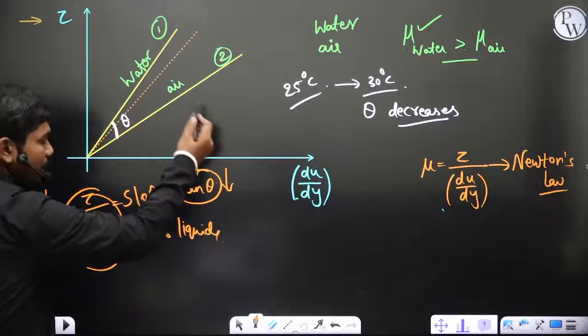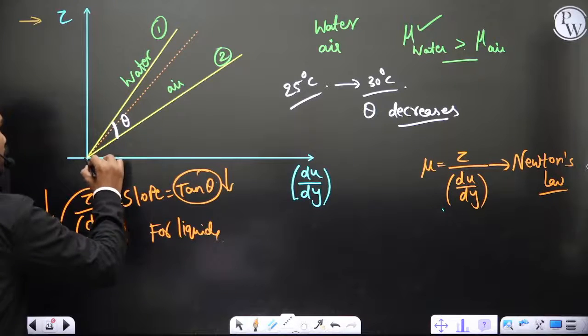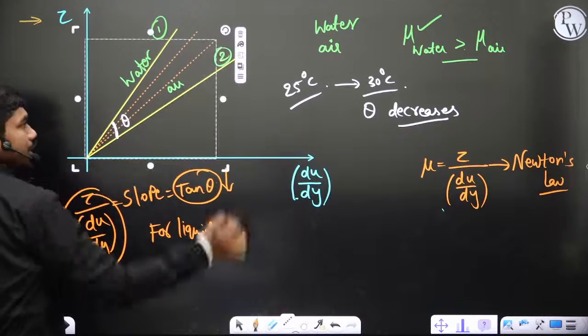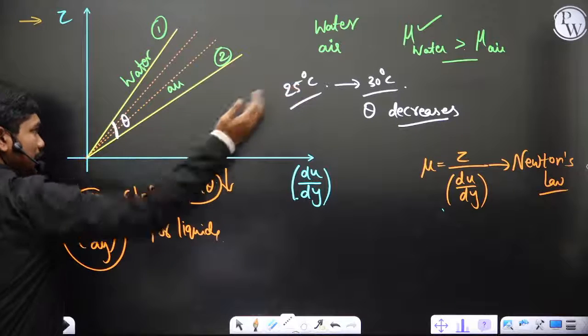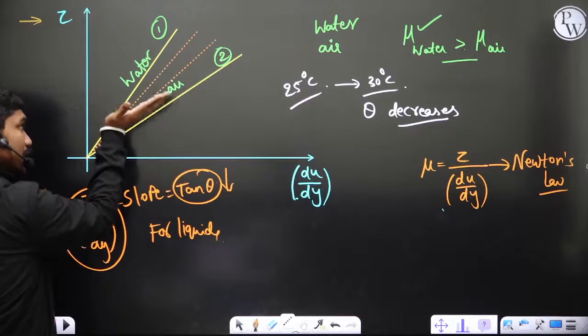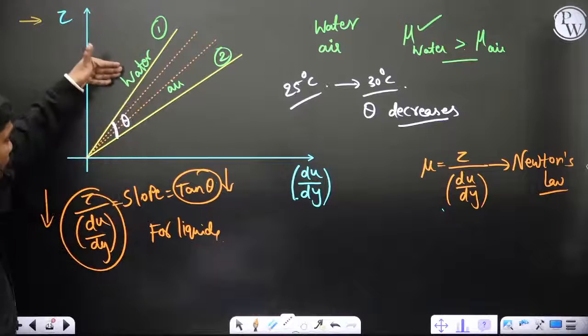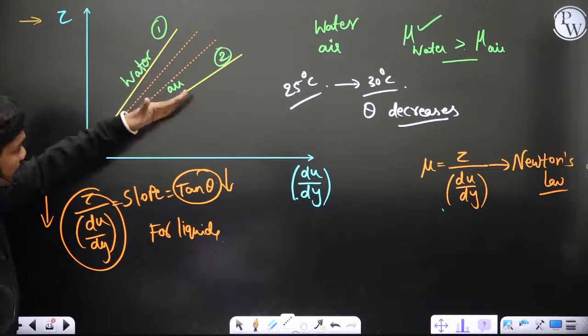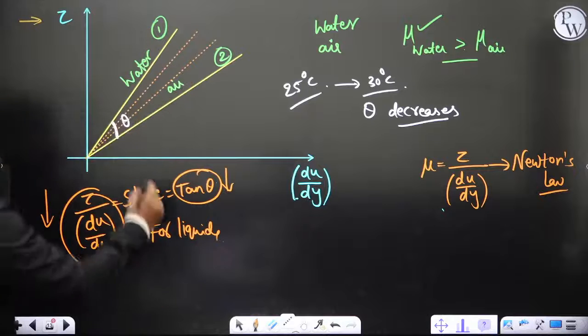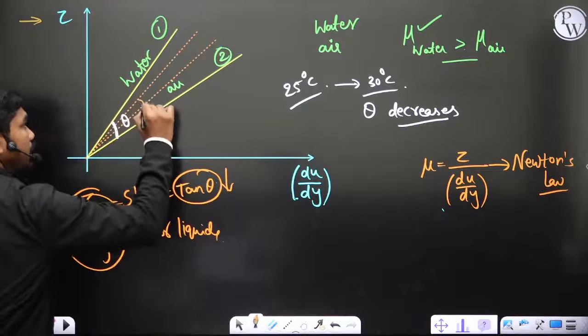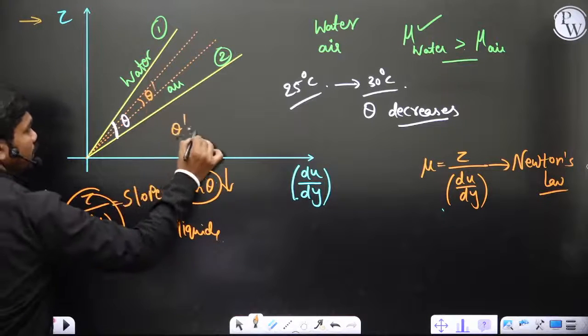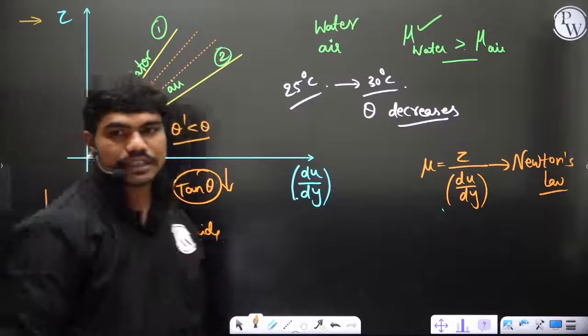But in case of air, as you know, air is a gas. In case of gases, dynamic viscosity will increase with temperature. So at 30 degrees Celsius, this line will slightly increase its slope, and these two lines will move close to each other, because in case of liquids dynamic viscosity will decrease, and in case of gases dynamic viscosity will increase. This effective angle, theta dash let us say, will be less than theta. So as temperature increases, theta decreases.